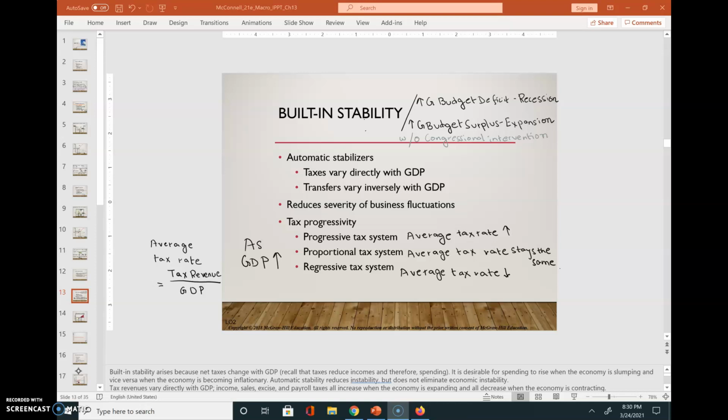Now, we will look at the definitions of these three tax systems. The average tax rate is equal to tax revenue over gross domestic product. So as gross domestic product increases, if we are in a progressive tax system, the average tax rate will increase. For a proportional tax system, the average tax rate stays the same. And for a regressive tax system, the average tax rate decreases.